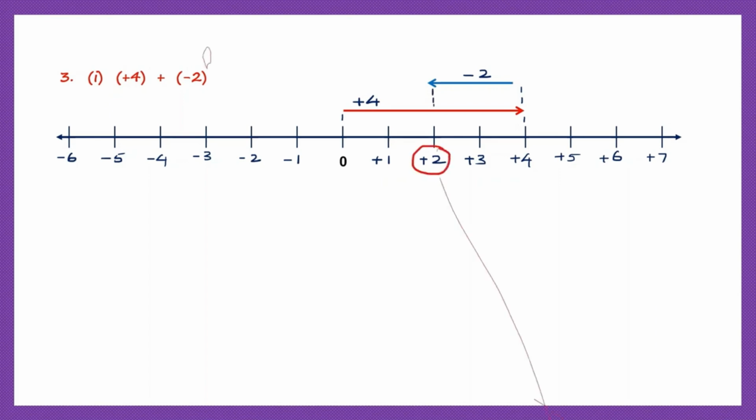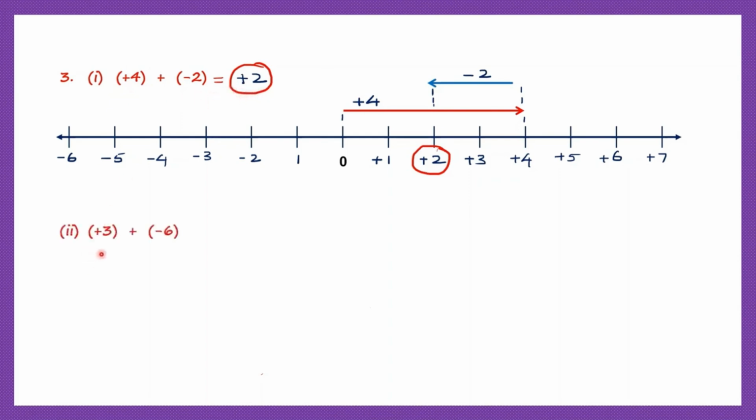So let's write the answer here. So our answer here is plus 2. So when signs are different, put the sign of the bigger number and subtract. That's what we did. We put the sign of the bigger number and we subtracted 4 minus 2 and we got 2.